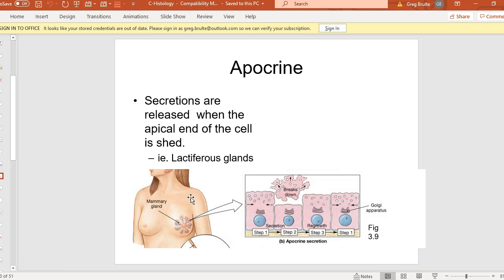Apocrine is a little bit different. The little vesicles with the products end up in the top of your cell, the apical surface of the cell. Then that apex will break down and release everything that's in there. It doesn't really hurt the cell. It's going to take it a while to be ready to go again, but it doesn't kill the cell. So mammary glands, which you could also call lactiferous glands, use this mode of secretion.